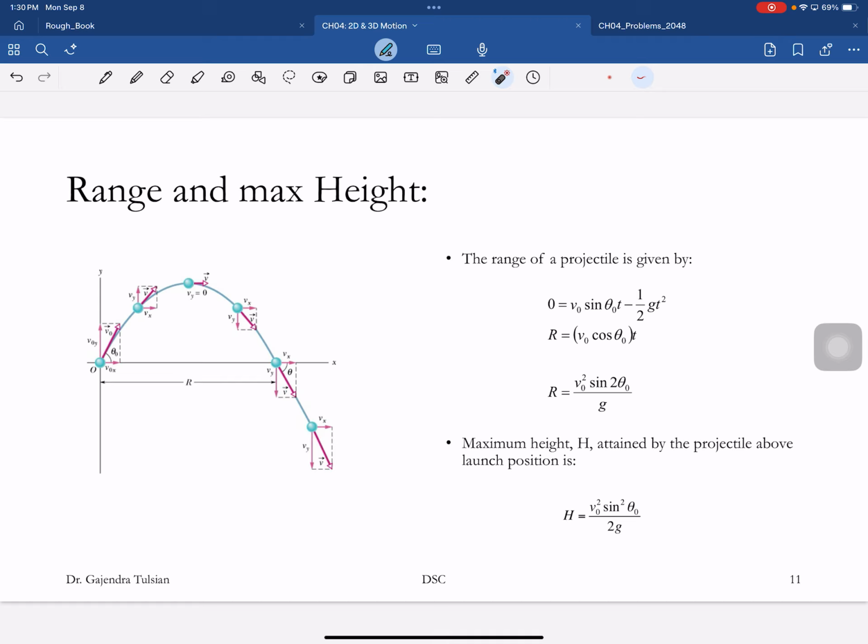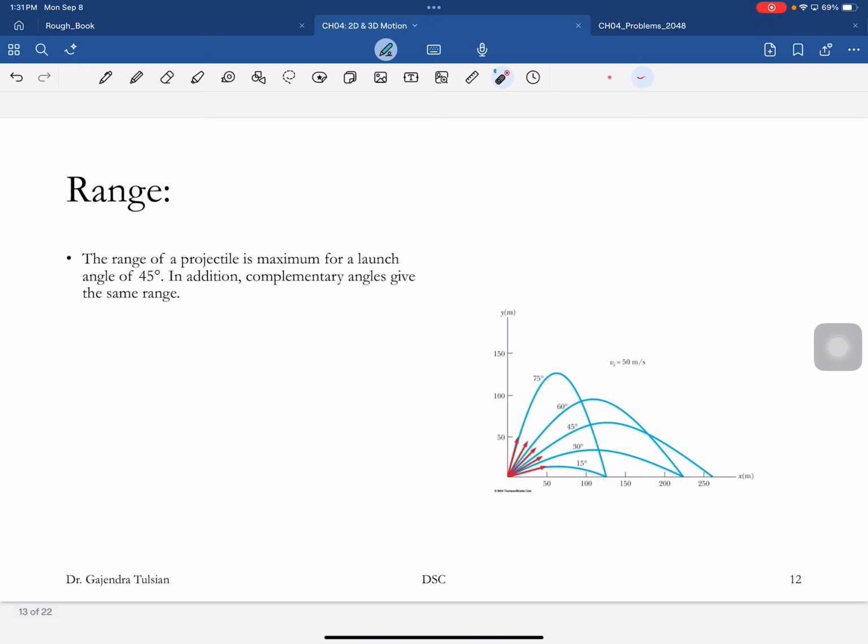Why is the first equation set to 0? Oh, the range of the projectile. So this is your y naught, and this is your final y. Y minus y naught: you come back to the same vertical location. Oh, okay, sure. So these are the range and height formulas.